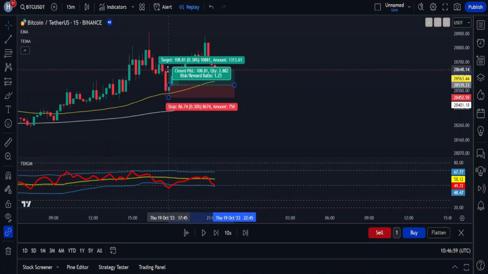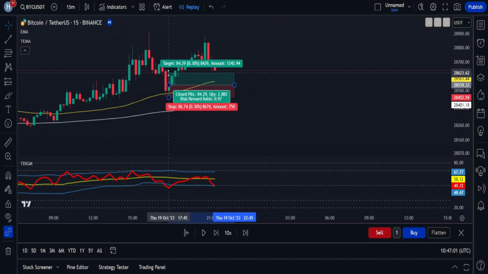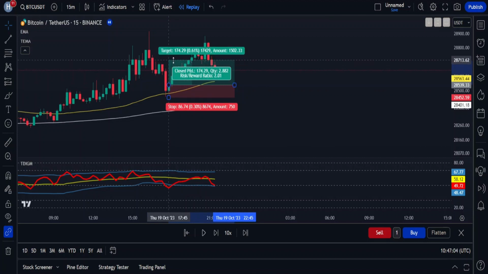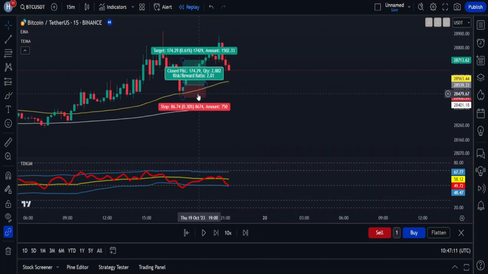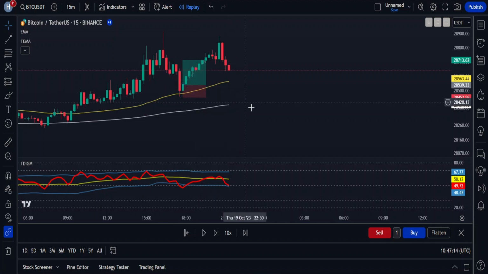As you can see, the price hit our first target, and then it also hit our second take profit target of 2. I hope you guys have understood the rules for entering a buy trade using this strategy. Now let's quickly go through the rules for entering a sell trade using this strategy.